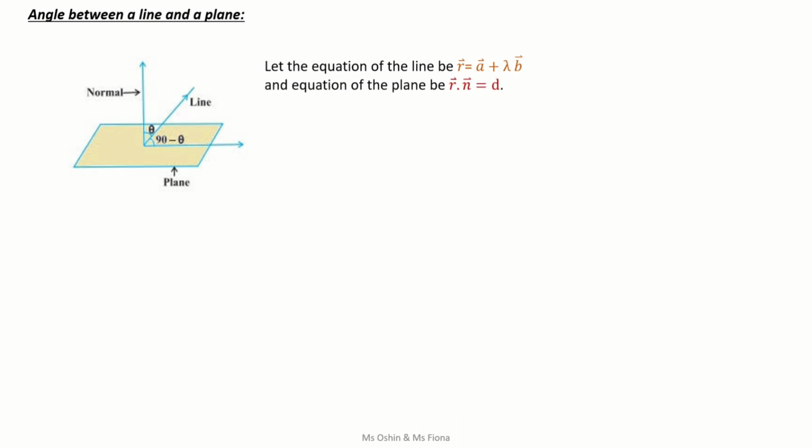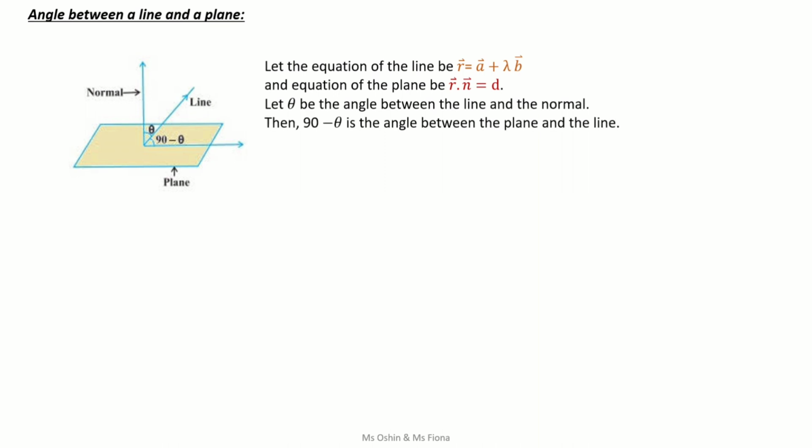Let the equation of the plane be vector r dot vector n is equal to d. Let theta be the angle between the line and the normal. So theta is the angle between vector b and vector n. So 90 degrees minus theta will be the angle between the plane and the line. Therefore, we have sine of 90 minus theta, which is equal to cos theta, is equal to modulus of b vector dot n vector divided by magnitude of b vector into magnitude of n vector.